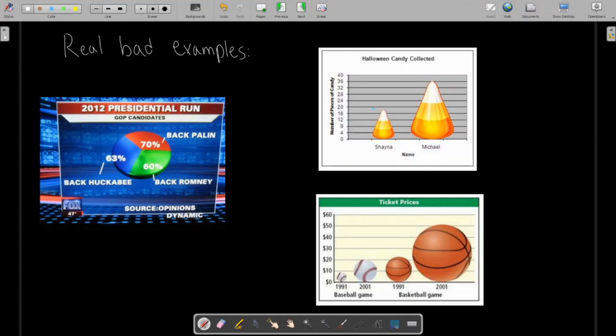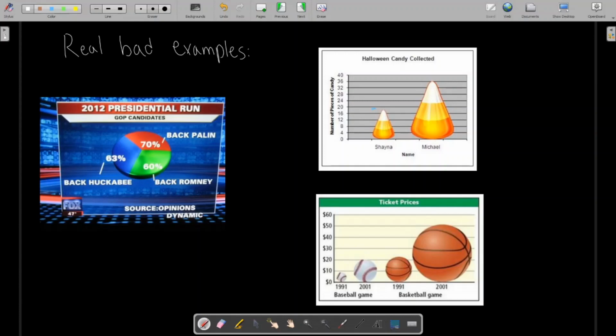Now the 2 graphs on the right here illustrate this problem I was talking about with 3D graphs. It's this idea that when the bars you use, or whatever image you use to represent the bars in a bar chart or histogram, change both the length and the width of whatever it is you're using. And we can see that in this case of the Halloween candy collected. If you just look at this graph really quick, you might think Michael collected 4 times as much candy as Shayna, because his bar, in this case his candy, is 4 times the size of Shayna's.